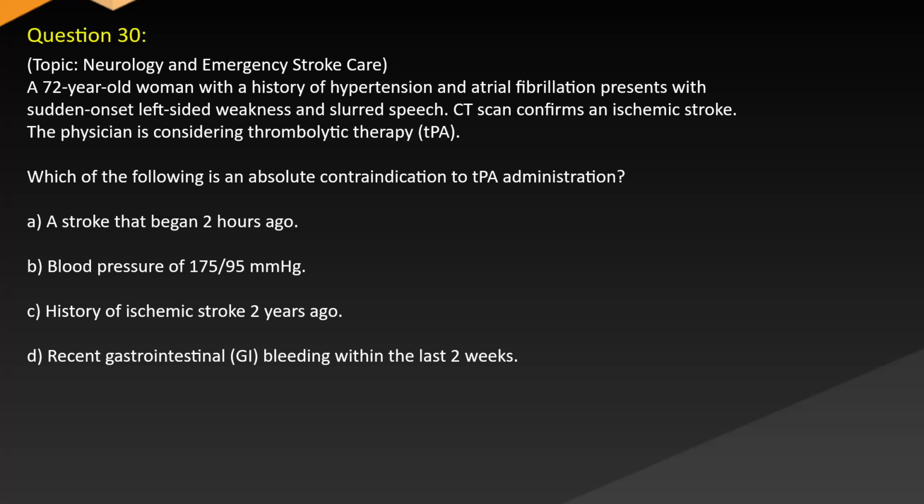A 72-year-old woman with a history of hypertension and atrial fibrillation presents with sudden onset left-sided weakness and slurred speech. CT scan confirms an ischemic stroke. The physician is considering thrombolytic therapy (tPA). Which of the following is an absolute contraindication to tPA administration? A. A stroke that began 2 hours ago. B. Blood pressure of 175/95 mmHg. C. History of ischemic stroke 2 years ago. D. Recent gastrointestinal bleeding within the last 2 weeks.